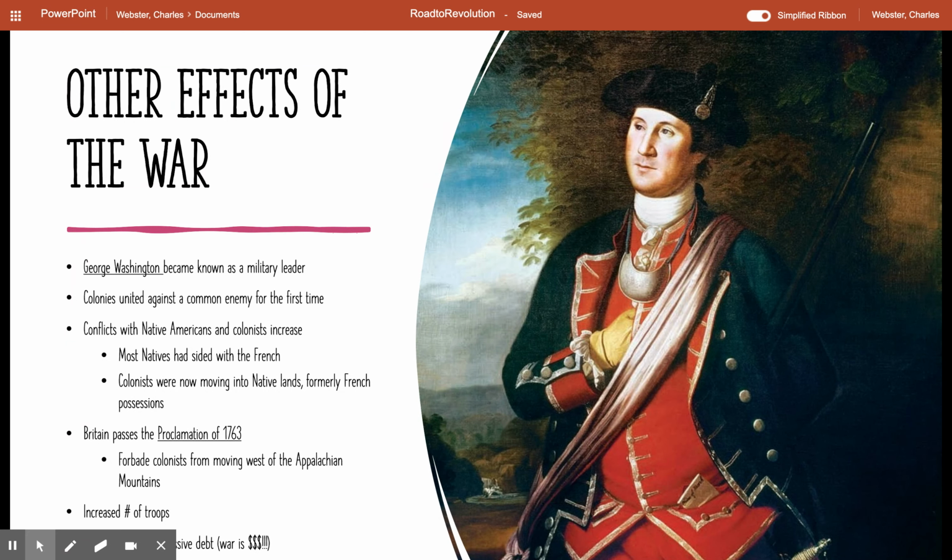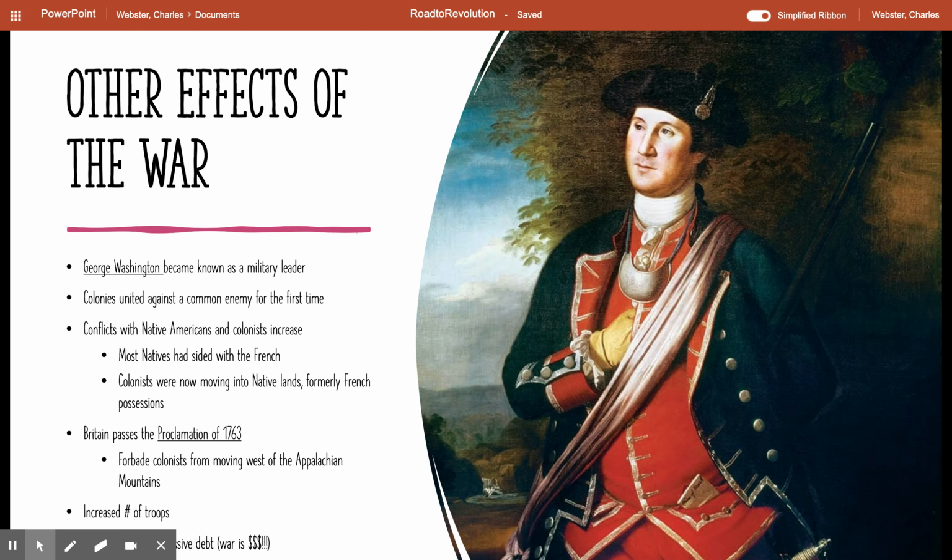What ended up happening was that Britain passed the Proclamation of 1763. This proclamation forbade the colonists from moving west of the Appalachian Mountains, onto a lot of Native American lands. The British were trying to prevent the colonists from doing that.